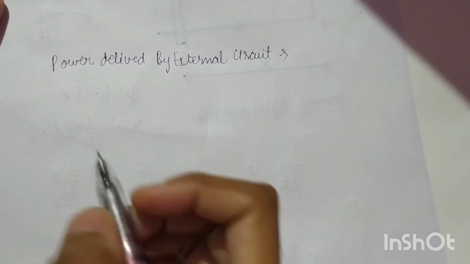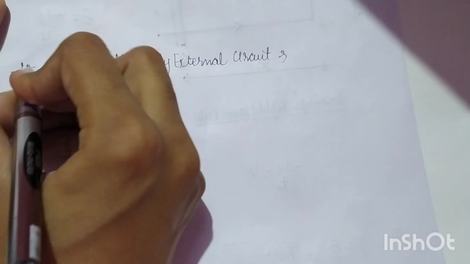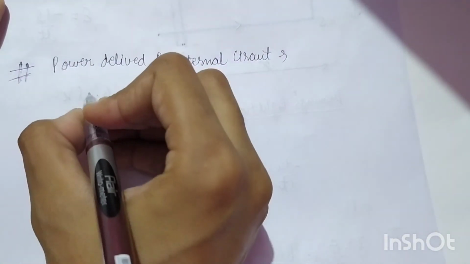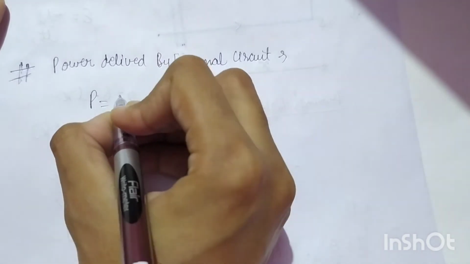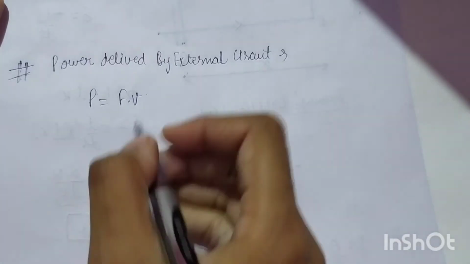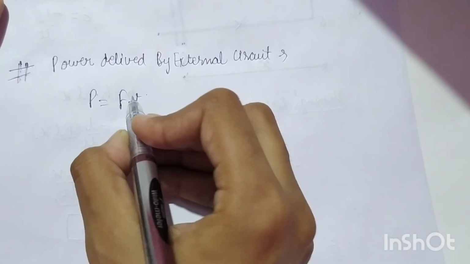For the motion of this movable arm, we are applying some energy, or we can say some power. So how do we define this? Power is equal to force into velocity, or change in distance per unit time.